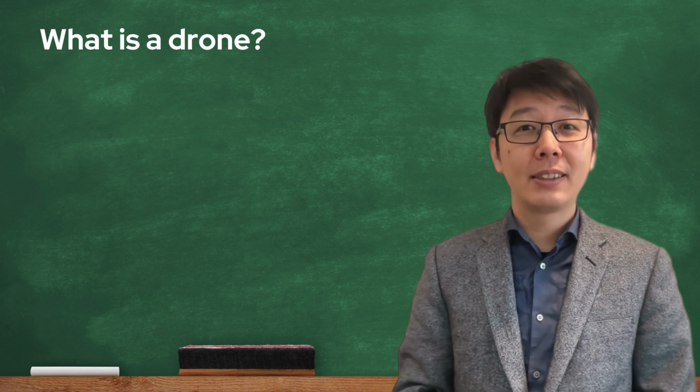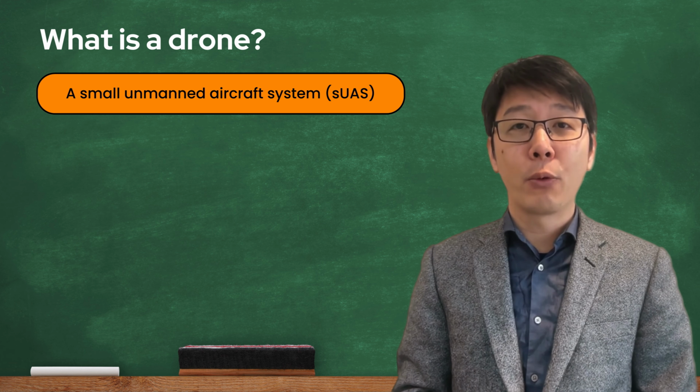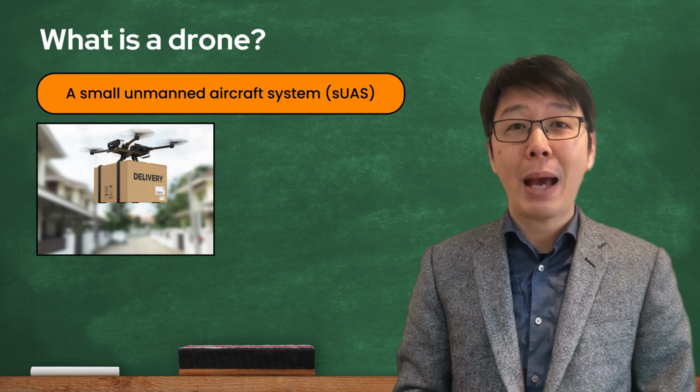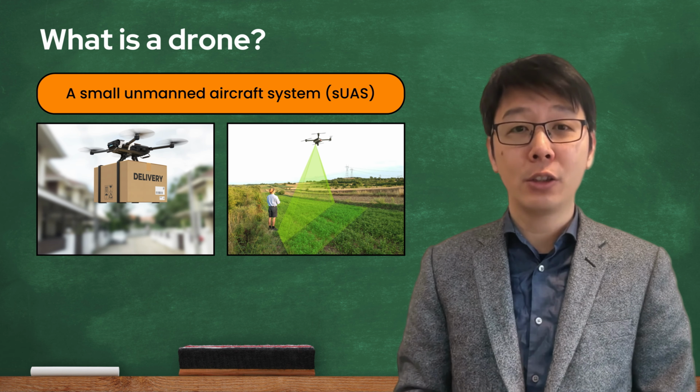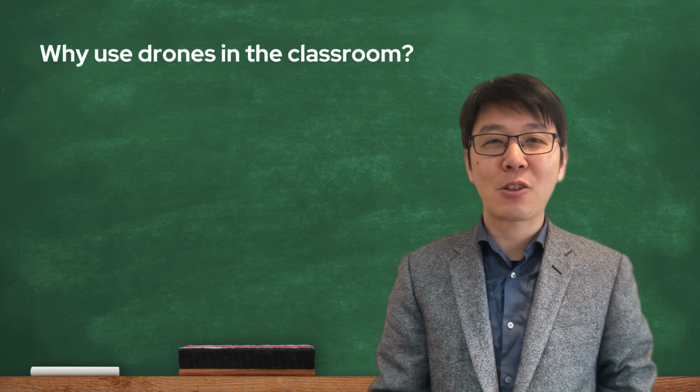Season 3. First, what is a drone? Simply put, it's a small unmanned aircraft system, often used in real-world applications such as delivering packages, monitoring environmental changes, and mapping landscapes. So why should we utilize drones in the CS classroom?